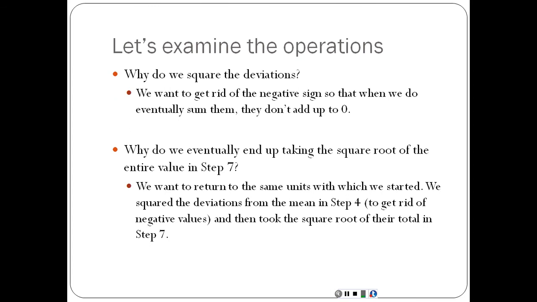Why do we square the deviations? We want to get rid of the negative sign so that when we eventually sum them, they don't add up to 0. And finally, why do we eventually end up taking the square root of the entire value in step 7? Because we wanted to return to the same units with which we had originally started. We squared the deviations from the mean in step 4 to get rid of the negative values, and then took the square root of their total in step 7.